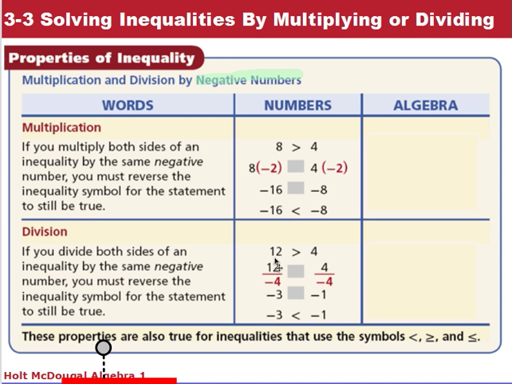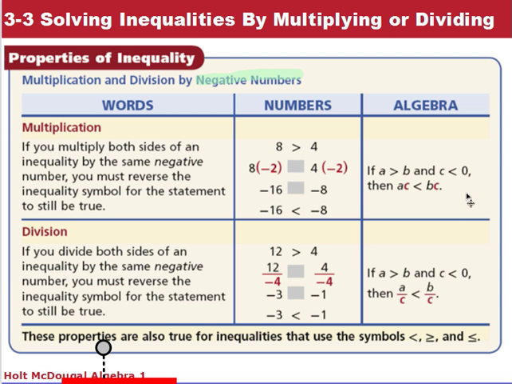For division, 12 is greater than 4. We divide both sides by negative 4. The left-hand side is negative 3. The right-hand side is negative 1. And negative 3 is less than negative 1. And again, note that the inequality symbols were reversed.